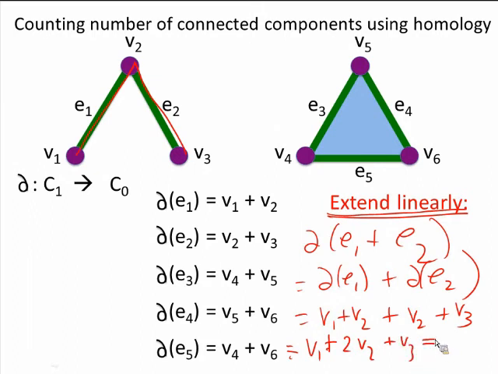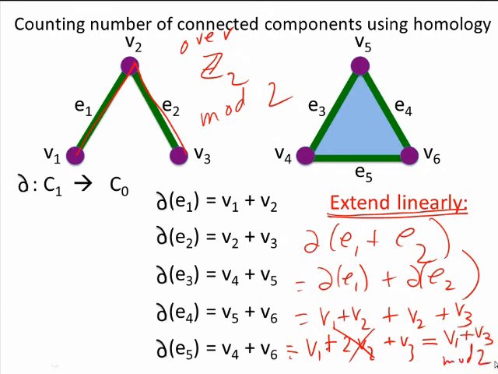But we are working with Z2 coefficients, so we're working mod 2. So the only two numbers we have are 0 and 1. All the even integers are equivalent to 0. All the odd integers are equivalent to 1. So if I've got 2 of something, that's equivalent to 0 mod 2. And so we have V1 plus V3 mod 2. And so we get exactly what we want. We get that the boundary of this thing here is V1 plus V3. Any questions about that?